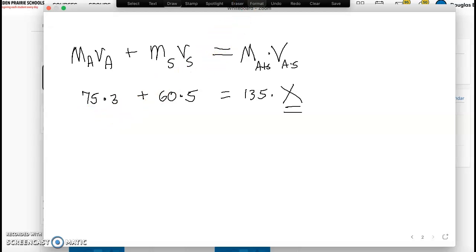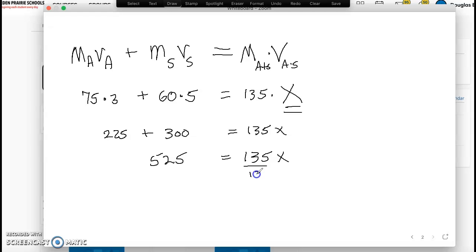So let's crunch some numbers over here. 75 times 3 is 225. This is 300. Equals 135x. This makes 525 equals 135x. Divide by 135. And x, or the new speed of Anthony with Sissy in his arms, would be 3.9 meters per second.